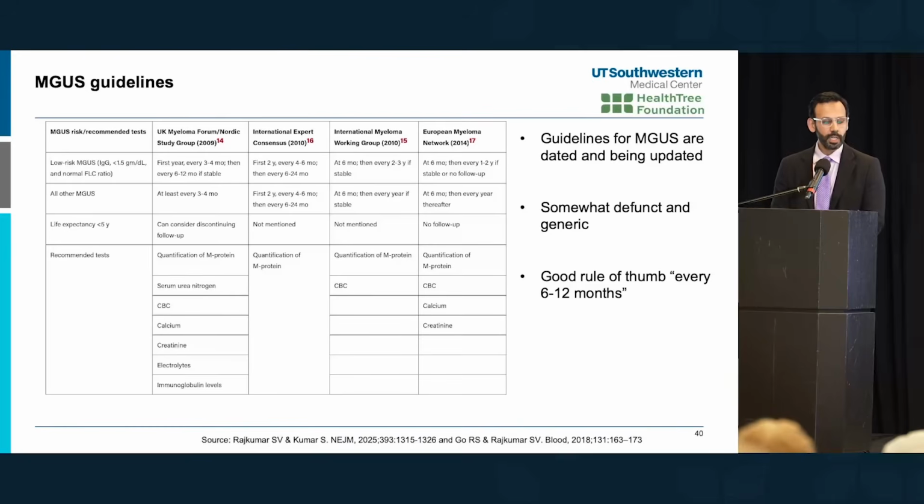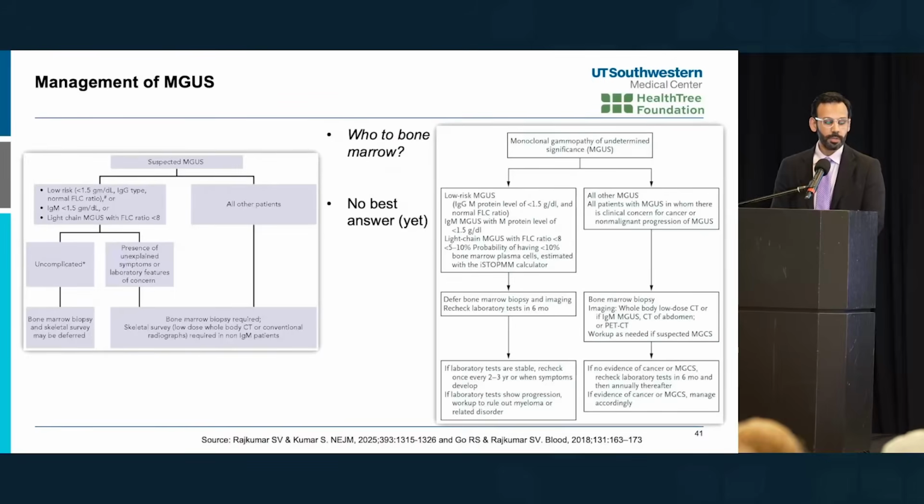Then, talking about guidelines, these are constantly being discussed. There was a great New England Journal of Medicine paper that came out earlier this year, and I think a good rule of thumb is just monitoring every 6 to 12 months with blood work. Within monitoring, there's no great best answer on who exactly to biopsy. This is general guidance: if the M protein is small and there's no suspicion that something more sinister is lingering, it's reasonable to defer the bone marrow biopsy, but if there is any concern, that's where we do it.